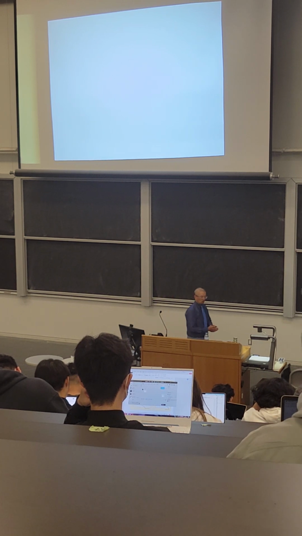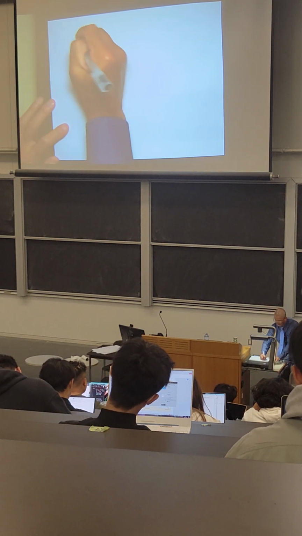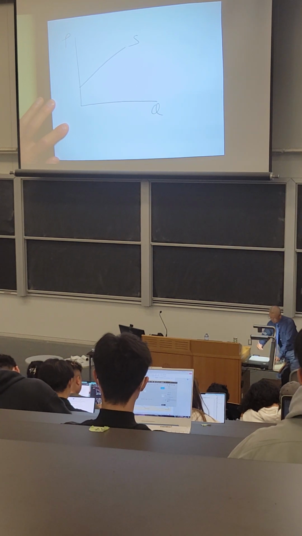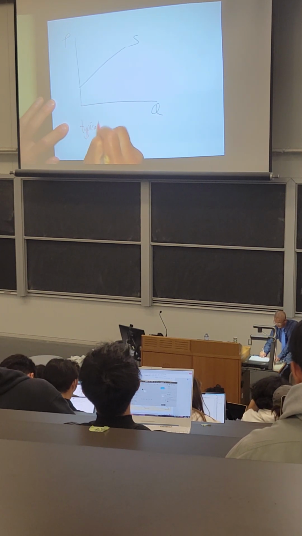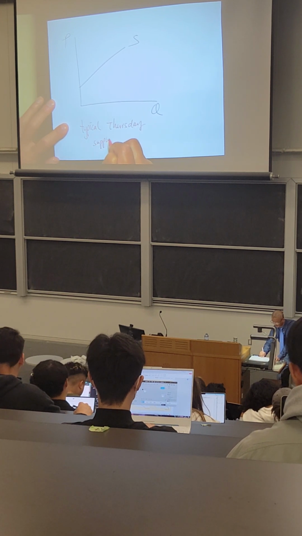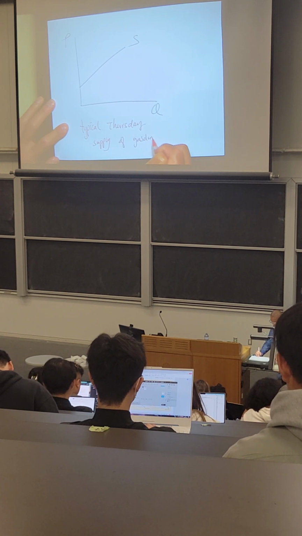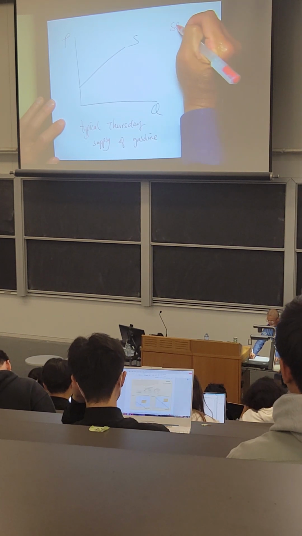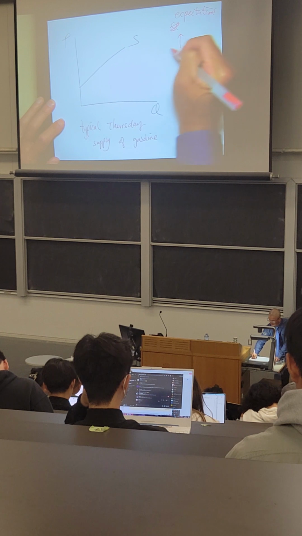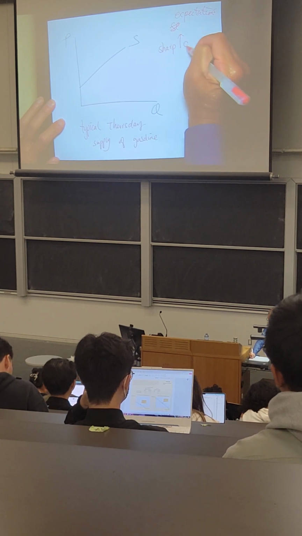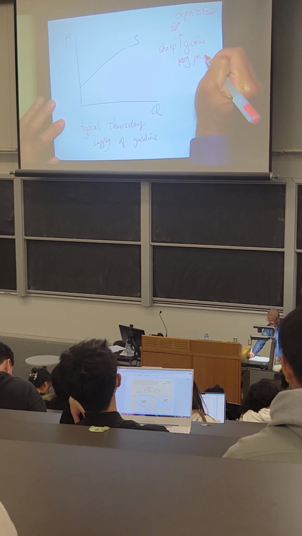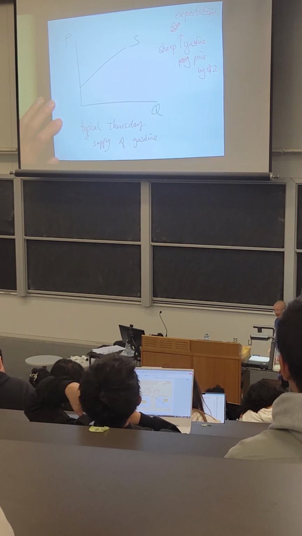And now, if we use the same example about expectation, supply and demand, this is the typical supply of gasoline, and expectation of a sharp increase in gasoline price, by $2 overnight.